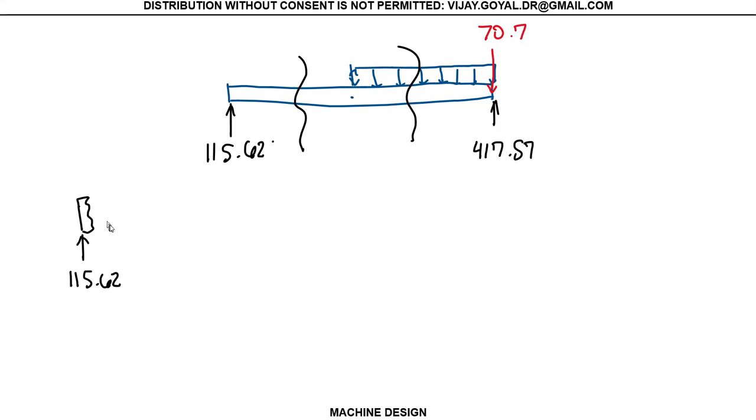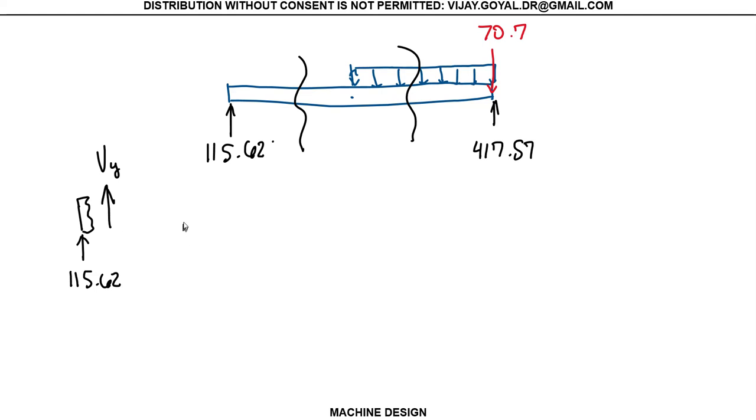115.652. This is positive. Positive always goes in this direction. Well, let's do all this here, then we worry about the moments. Okay, we can do that. We cannot do moments without this shear, but we can do this shear without the moments.